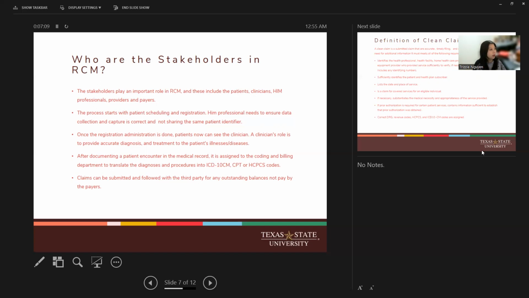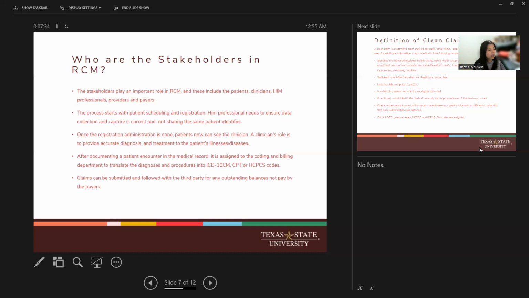And after documenting a patient encounter in the medical record, this is assigned to the coding and billing department to translate the diagnosis and procedures into ICD-10-CM, CPT, or HCPCS codes. And now the claim can be submitted and followed up with the third party for any outstanding balances not paid by the payers.